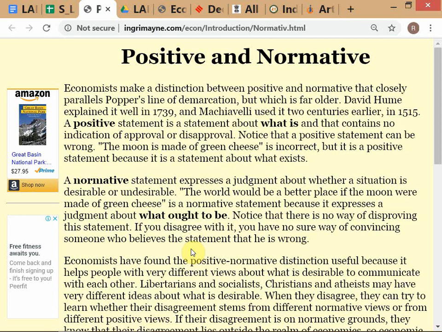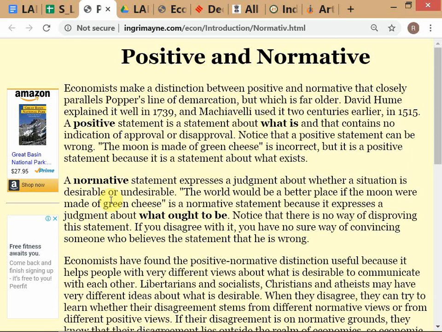And positive is just a statement about what is. Now, a positive statement need not be true. It's a statement about the state of affairs, like this one here: the moon is made of green cheese. Is the moon made of green cheese? No. But this is a positive statement because it's a descriptive kind of statement. It may be wrong, but you have to look at the nature of the statement. The nature of the statement is such that it is describing something.